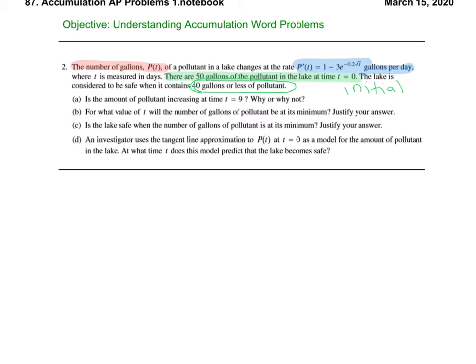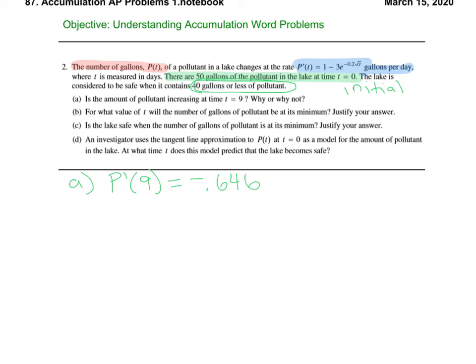All right, so A. Is the amount of pollutant increasing or decreasing at T equals 9? So increasing, decreasing, that's our derivative. So they want to know what's happening with the derivative at 9. So P prime of 9. So I'm going to just plug that into my calculator. Can you do this by hand? Probably. I wouldn't recommend it. I would put that into my Y1 and plug in 9, and you get negative 0.646. So, and then make sure you answer the question.